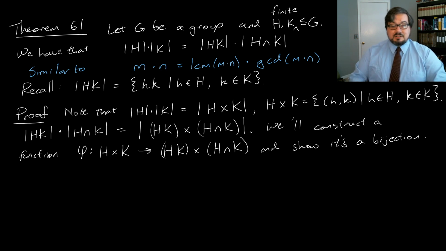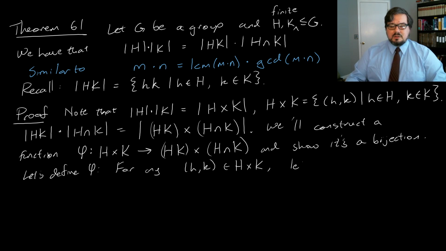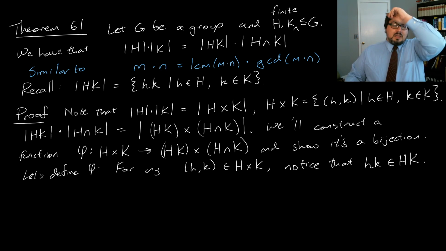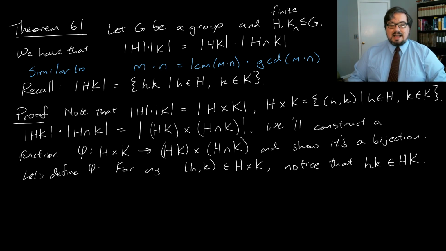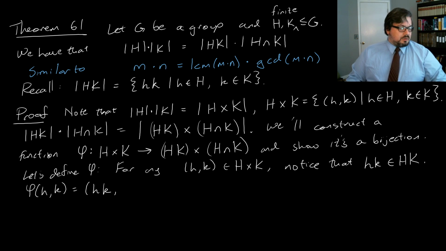All right. So we want to construct this function, and actually constructing it is going to take a little bit of work. So let's define phi. So for any (h, k) in H cross K, notice that little h times little k, of course, belongs to HK by definition. And so that's going to be the first entry in our output. So our function is going to look like phi of (h, k) is going to be hk, comma, something.